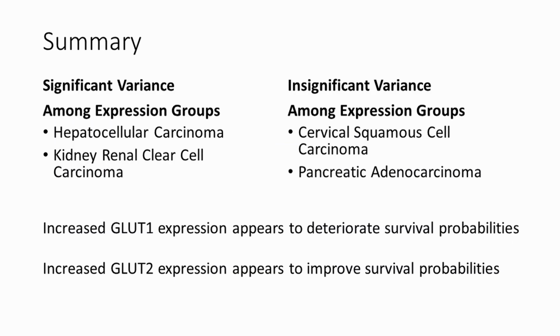So, in summary, we found significant variance in hepatocellular carcinoma and kidney renal clear cell carcinoma patients with varying degrees of GLUT1 expression and GLUT2 expression. In general, GLUT1 expression appears to deteriorate survival probabilities, and increased GLUT2 expression appears to improve survival probabilities. We did not find significant variance among cervical squamous cell carcinoma or pancreatic adenocarcinoma.